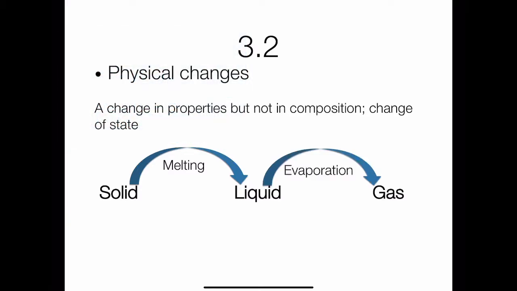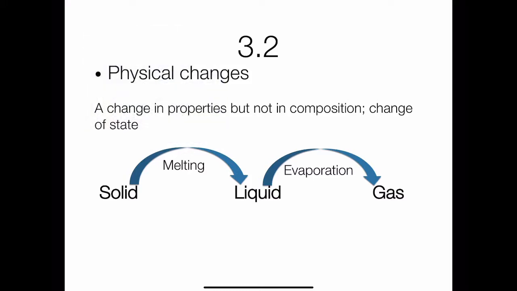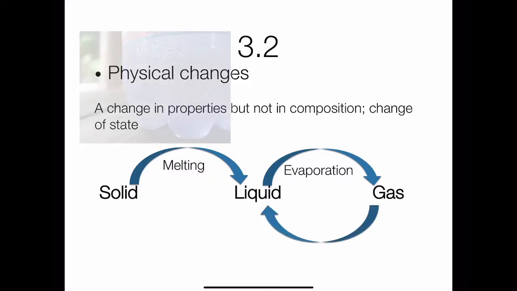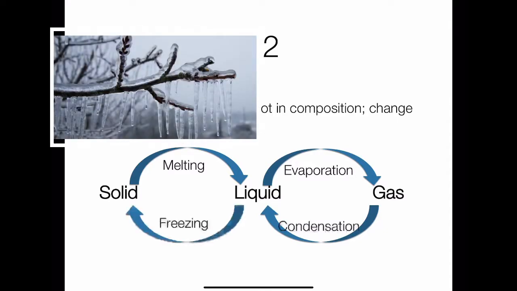When we go from a liquid to gas, this is called evaporation. Again, water is still water, whether it's in its liquid form or its gaseous form. The formula is still H2O. If we're going from a gas to a liquid, this is called condensation. And a liquid to a solid is freezing.